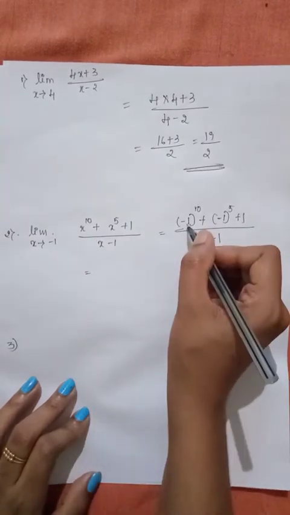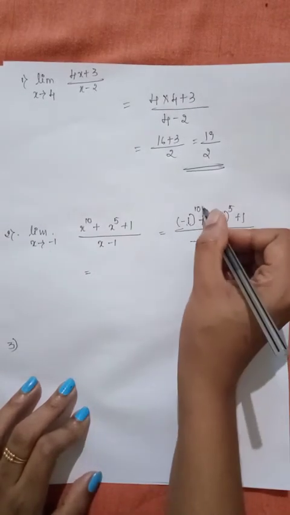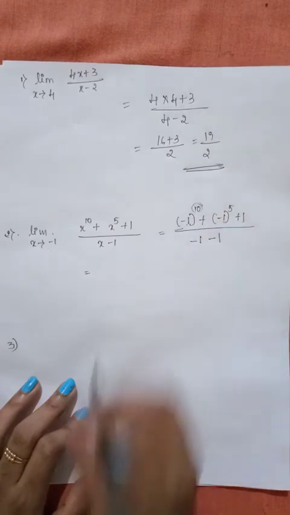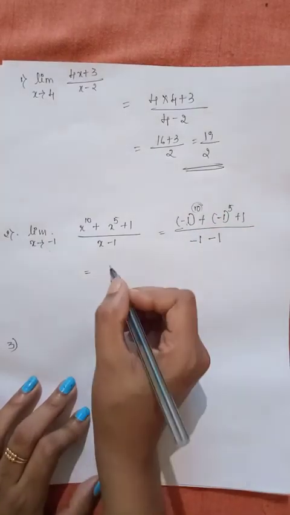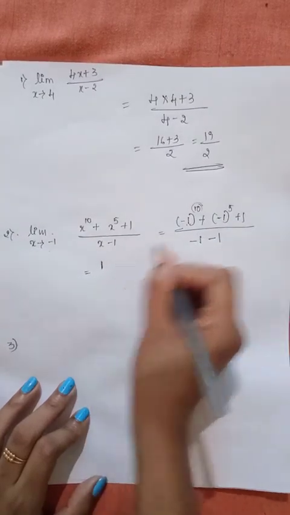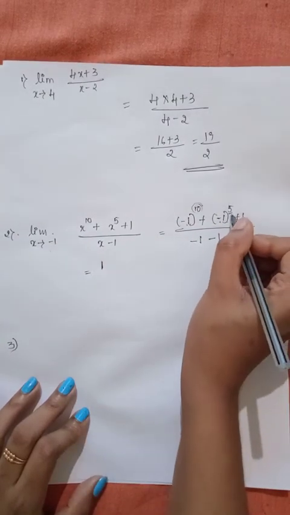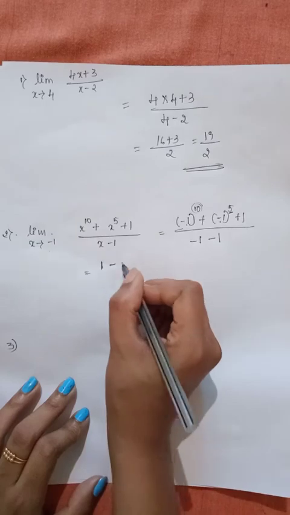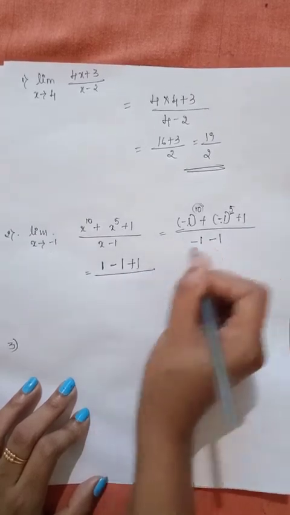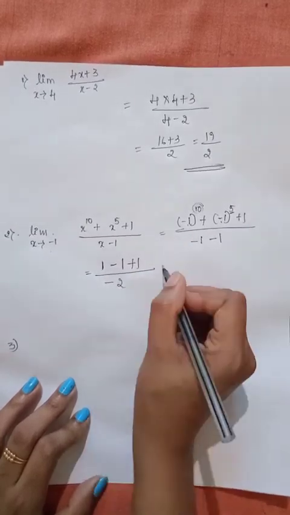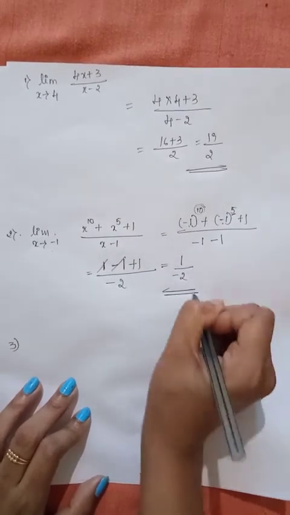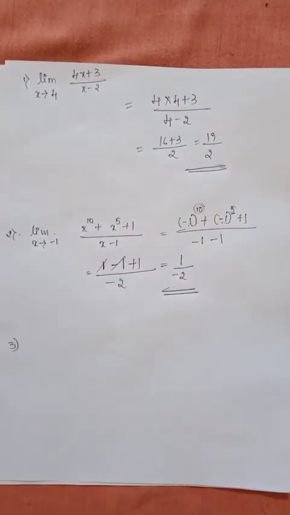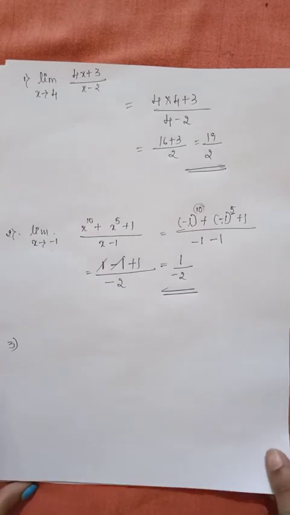Okay, always, if you have a negative number and the power is even, it becomes positive. So it becomes 1. Okay, and if you have a negative number and the power is odd, then it is minus 1. Plus 1 divided by minus 1 is minus 2. So 1 minus 1 cancels. So it is 1 by minus 2. So what is your answer? Your answer should be 1 by minus 2. Okay.